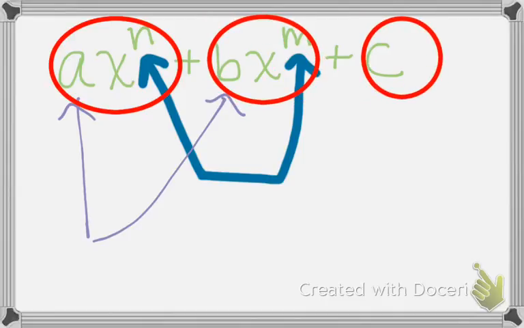When we have 3 terms, it's called a trinomial. 2 terms, it's a binomial. 1 term is a monomial. And many terms is a polynomial.